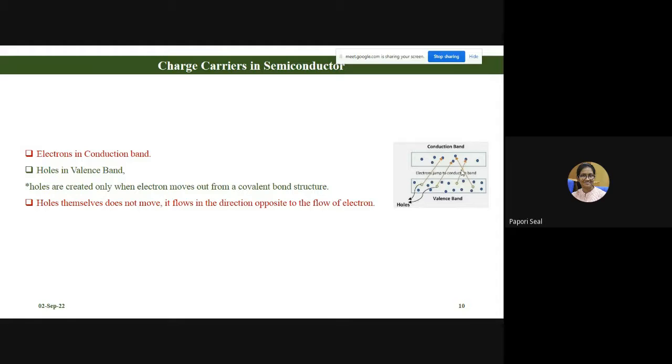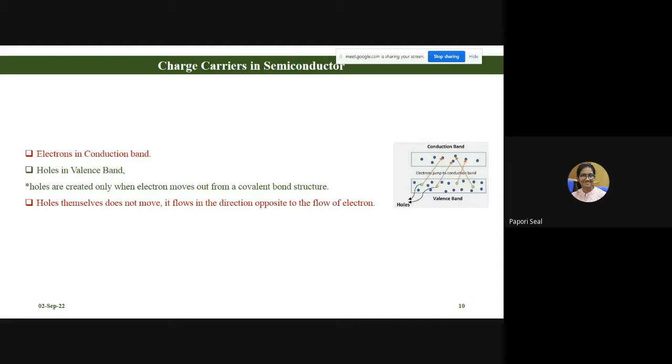Now some students get confused why we don't have holes in conduction band. Because in conduction band we don't have covalent bonds. We have covalent bonds in valence band. So an electron has to move out from a covalent bond, then only you will have a hole. Holes mean nothing but, from a covalent bond structure, if an electron moves out, that empty space is a hole. Not every empty state, not every available state for electrons is your hole. There are enough empty states available for electrons in conduction band, but those are not holes. They are just states where electrons can move from one place to another.